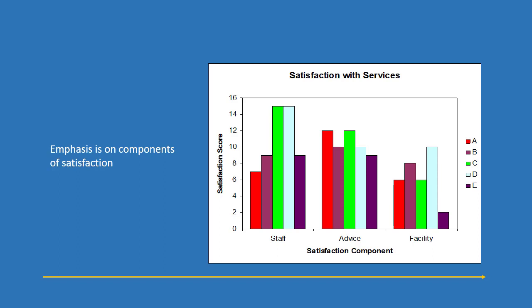Overall, it looks like residents are pretty satisfied with the staff, but less satisfied or not so satisfied with the facilities. My color choices here aren't the greatest because these 2 purples are hard to tell apart. The purples in this case indicate Clinic B and Clinic E.